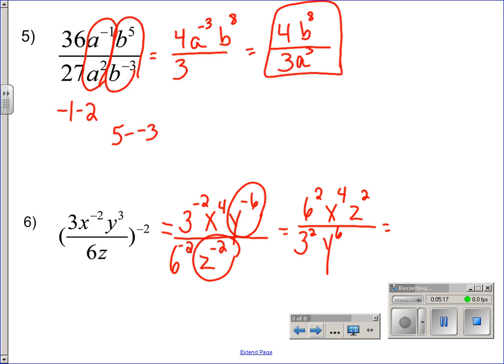Now let's simplify or evaluate what we can. 6 squared is 36. These are all positive exponents, so they're going to stay. 3 squared is 9. Y to the 6. Is there anything else that we can still simplify? Yes, 36 divided by 9, which is 4. So it's 4x to the 4th, z squared, over y to the 6. Good. Now let's look at fractional exponents.